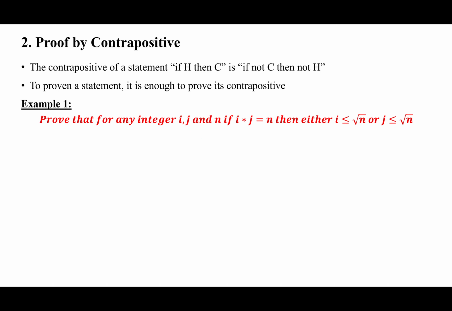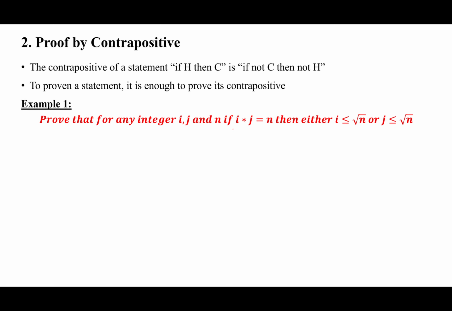The next one, proof by contrapositive. The contrapositive of the statement 'if H then C' is 'if not C then not H'. To prove this statement, it is enough to prove its contrapositive. Here we have taken the example: prove that for any integers i, j and n, if i times j is equal to n, then either i is less than or equal to root n, or j is less than or equal to root n.